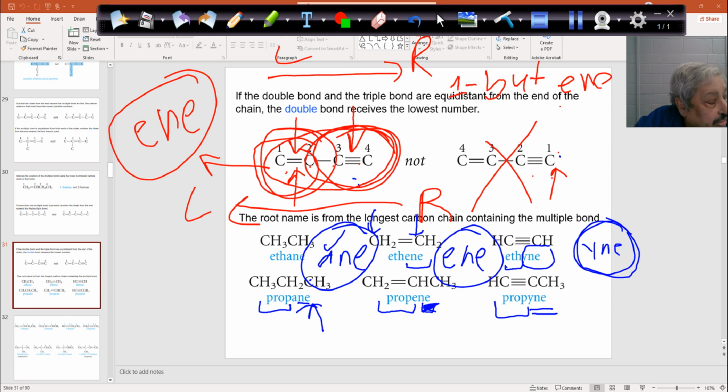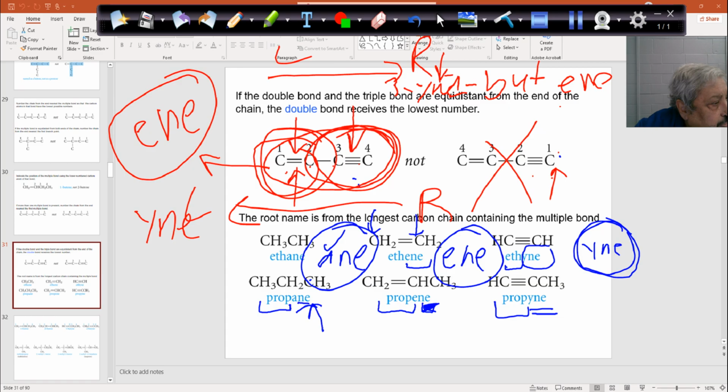That's the main one. However, in number 3, you have a triple bond, correct? Would it be 1,3-butene? No. If you said 1,3, then you have not designated it. You have to designate the triple bond with Y-N-E, correct? Number 3. So I will say 3-yne, that's designated, dash 1-butene.